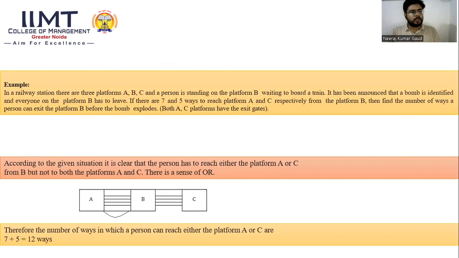Solution. According to the given situation, it is clear that the person has to reach either platform A or C from B, but not both platform A and C. So there is a sense of OR. So the number of ways in which a person can reach either platform A or C are 7 plus 5, which is equal to 12 ways.